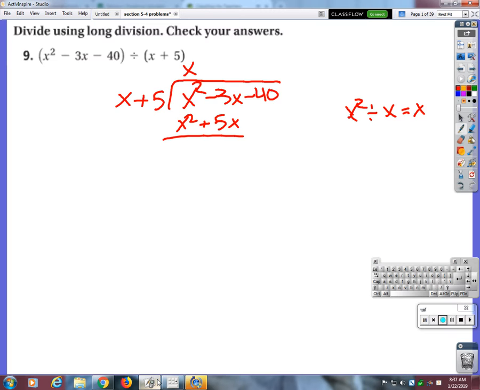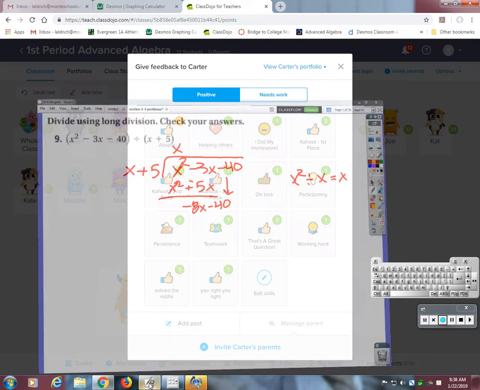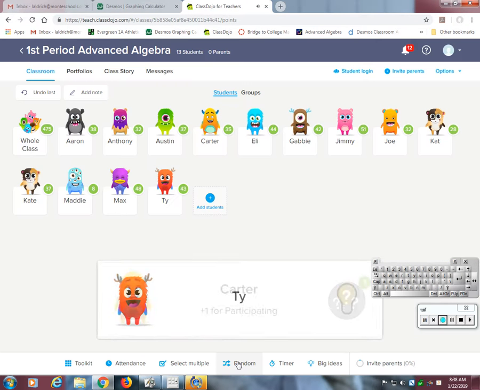Carter, what happens now? Yes, I'm going to go negative 3x minus 5x. Those cancel. What's negative 3x minus 5x? Negative 8x, okay. And then what do I do with 40? Drop it down. And then we do that process otra vez.